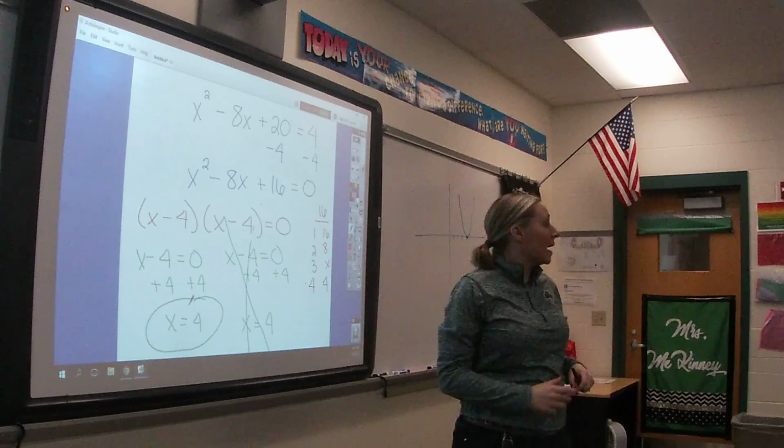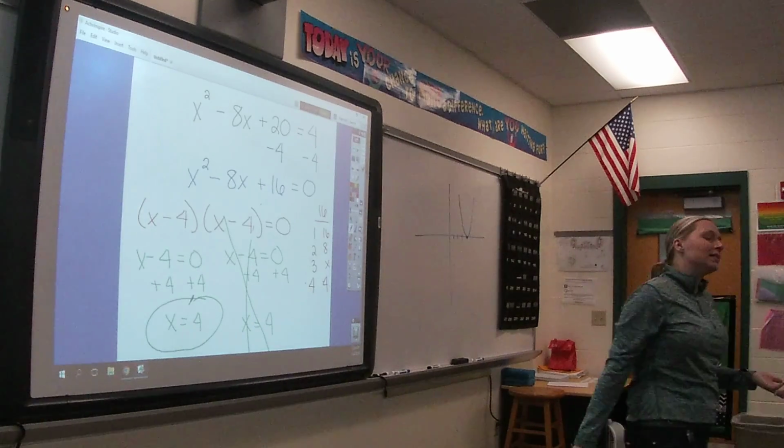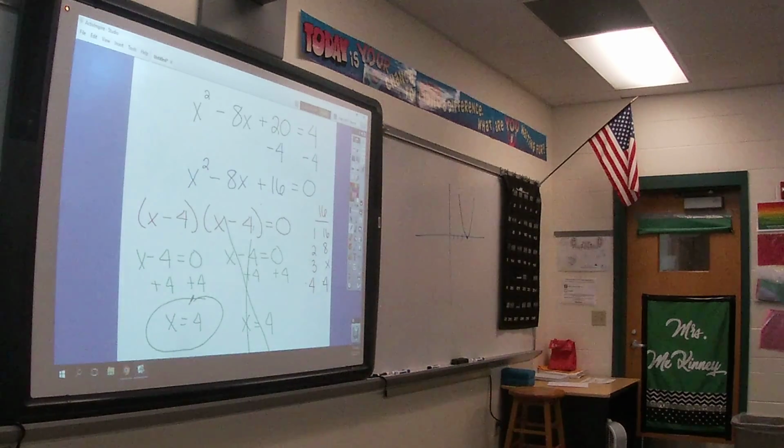Would we be wrong if a problem was like this and I was on a test or a quiz and we wrote 2 answers? If you wrote x equals 4 and x equals 4, I would not take off points. But if you put 4 and negative 4, that would obviously be a problem.